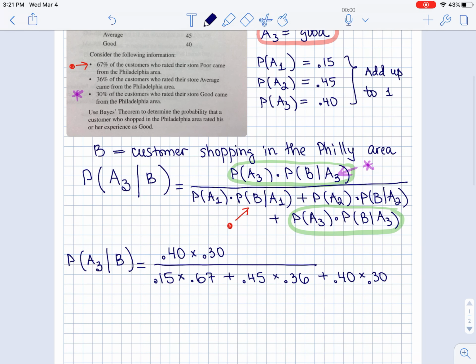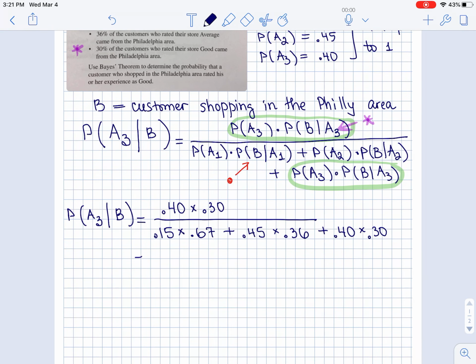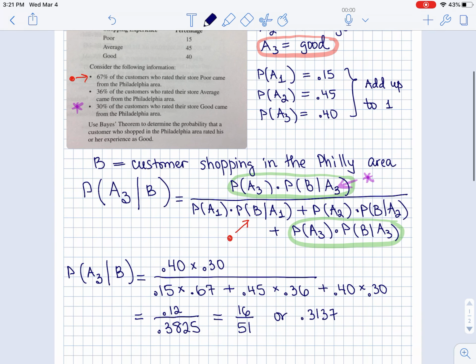Once you compute these, on top we get 0.12. On the bottom, we get 0.3825. You can either write it as a fraction, which is 16 out of 51, or as a decimal, 0.3137. So that's that. Thank you for watching.